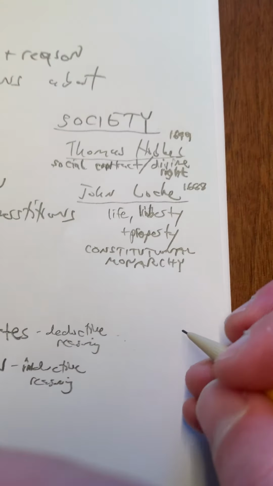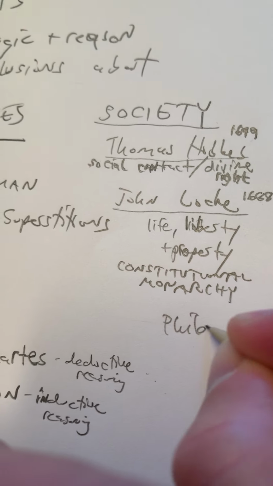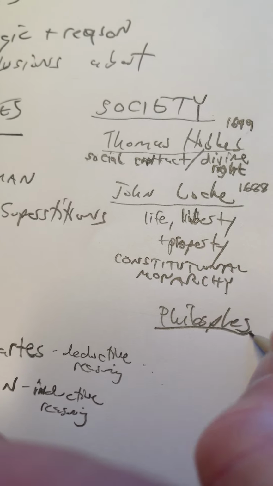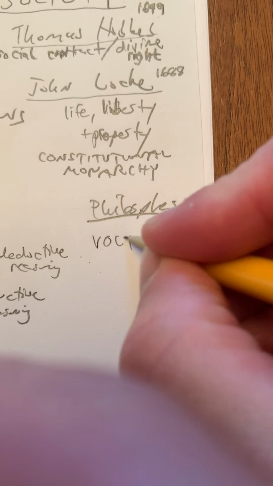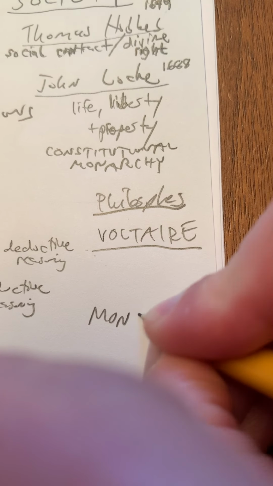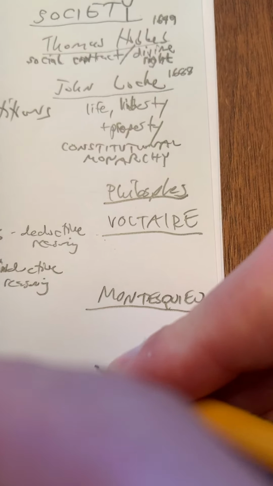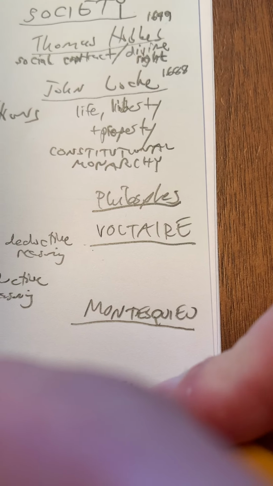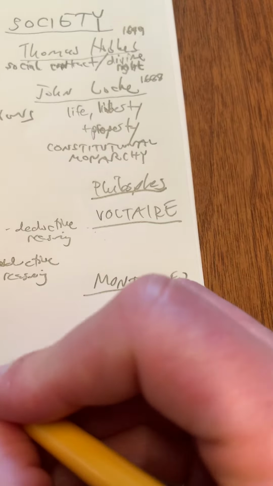Then there are these others who we did posters of and who I think of. There are the philosophes, who are the French ones. And those philosophes include Voltaire, as well as Montesquieu, and also Rousseau. These are the big guys. And also one other guy, Diderot.